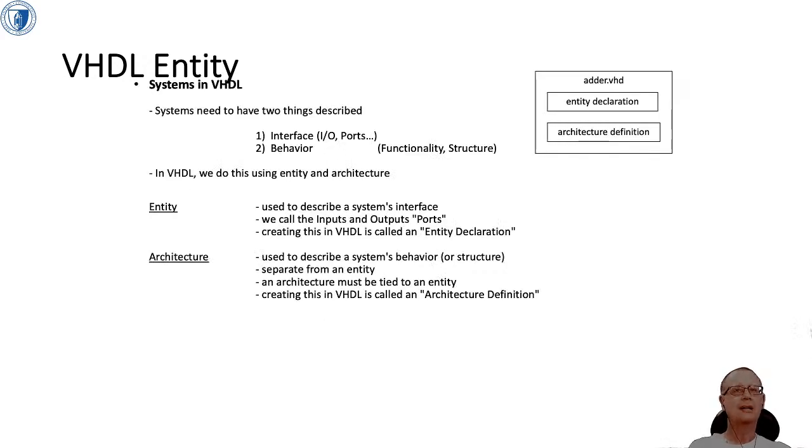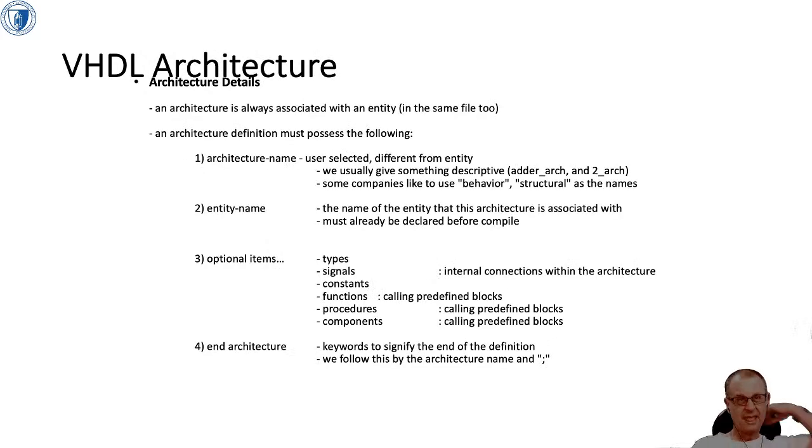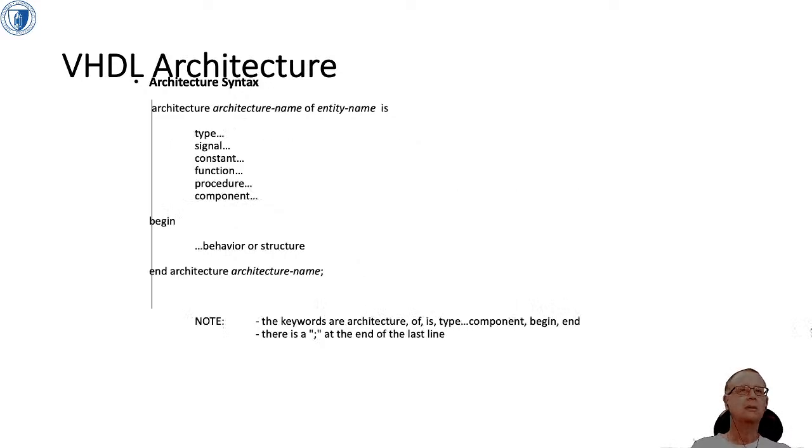Okay, so now we need to go back and think about the architecture. And the architecture can be a lot more complicated because there's lots of other things we can do. We need to define the architecture name, and then we need to tell it what entity we're implementing. Then after that, there's lots of other stuff we can do. We can have types, signals, constants, functions, procedures, even components. And then at the end we end the architecture, and we have to have the architecture name we're ending and a semicolon, it looks like. So this is what it might look like.